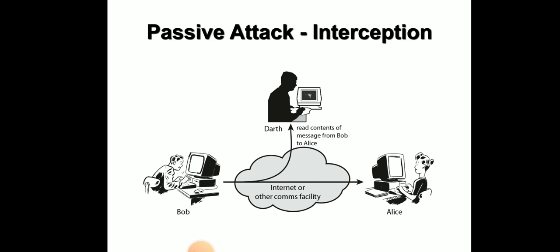First passive attack is interception. Consider an example: Bob sent a message to Alice. There is an intruder in between them, Darth. In interception, Darth reads the message content which is sent from Bob to Alice, and he is not going to modify anything, he just reads the content of the message. So that is what we call interception.